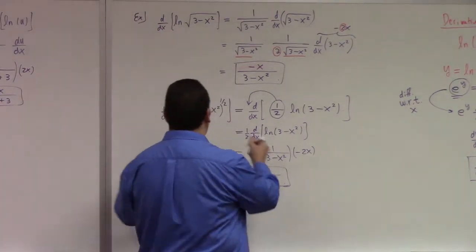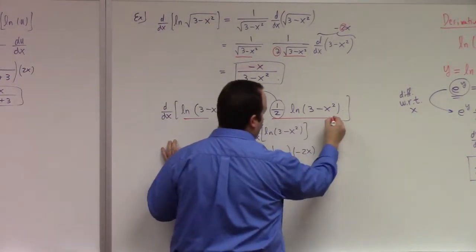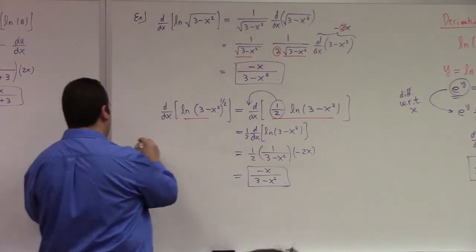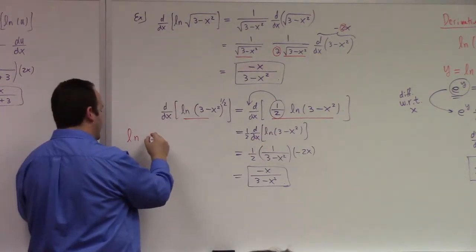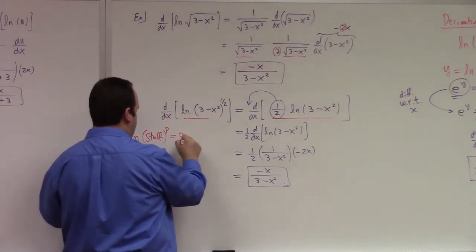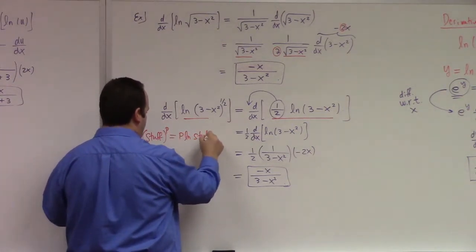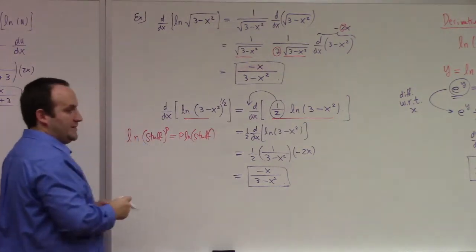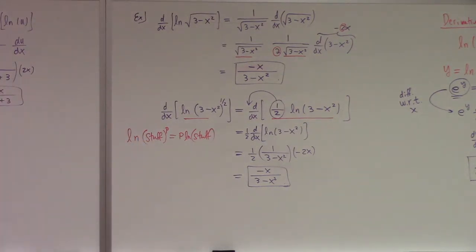This step, going from here to here, that is just algebra. I'm using the property of logarithms, that the natural log of stuff to the p power is equal to p times the natural log of stuff. So that's what's at play there.